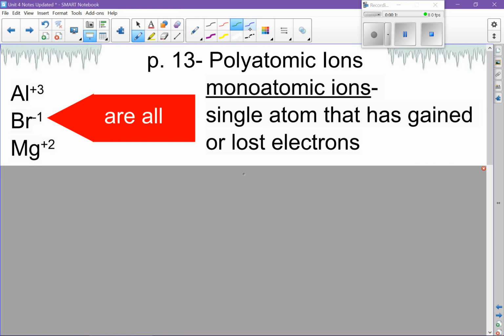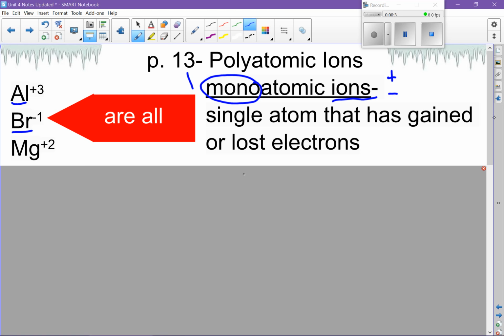Notice the difference here. Mono is a prefix that means one. So these are all a single atom that has gained or lost electrons. It's still an ion, meaning it still has a charge of positive or negative, but it's one atom. It's just Al or it's just Br.